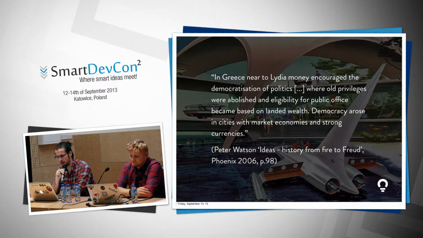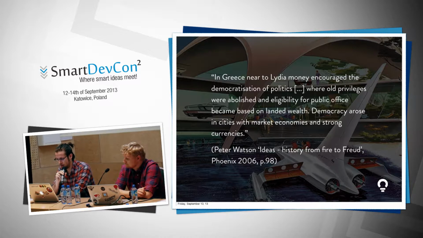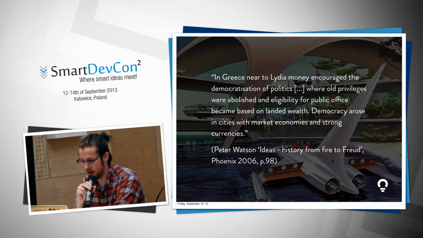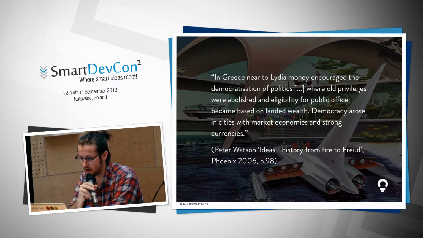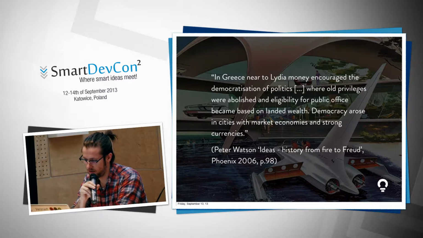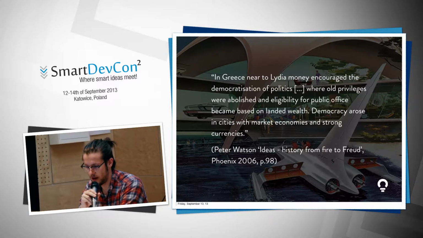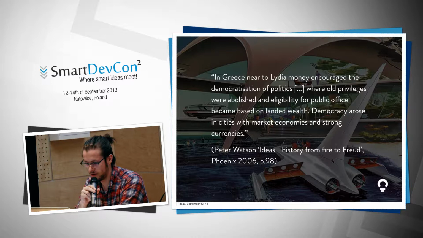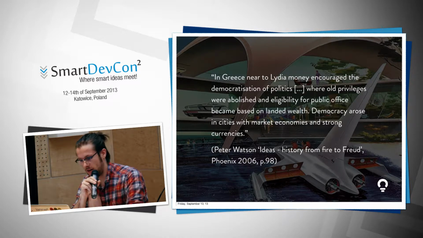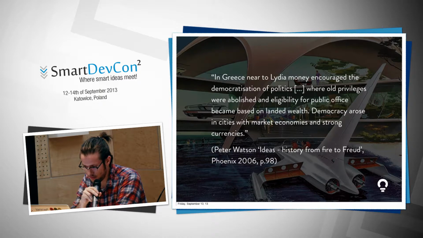So the next thing that money did was generally encouraging democratization. In Greece, near Lydia, money encouraged the democratization of politics, where old privileges were abolished and eligibility for public office became based on landed wealth. Democracy arose in cities with market economies and strong currencies. What does it mean? In general, money did something very, very important.